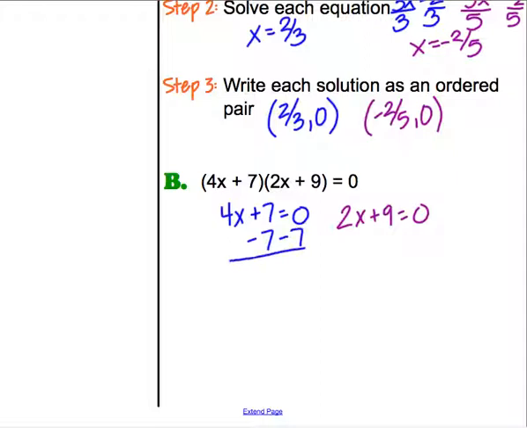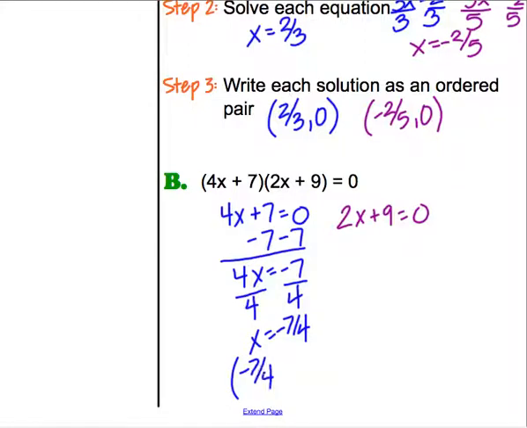Subtract 7 from both sides to get 4x equals -7. Divide both sides by 4 to get x equals -7/4. Now if you want to change that into a mixed number, please feel free to. That would be -1 3/4. I am going to just leave it because we're not worried about graphing right now, so we can just leave it as is. So we get (-7/4, 0).